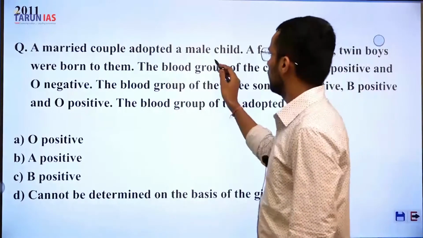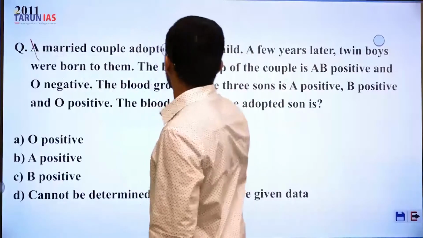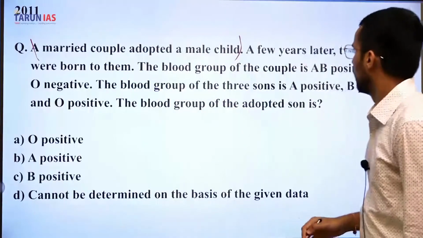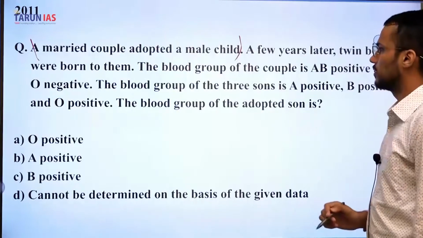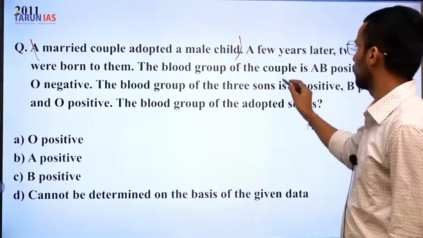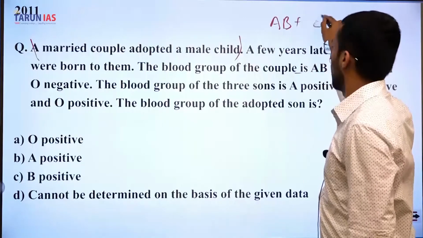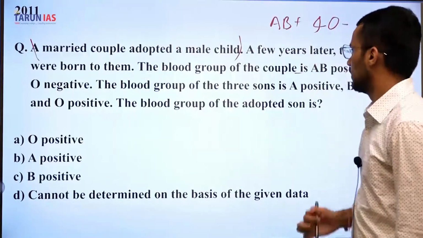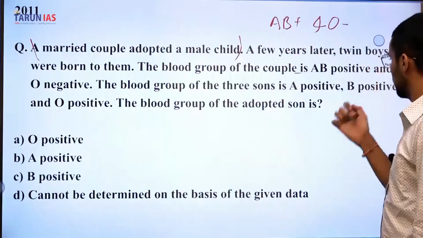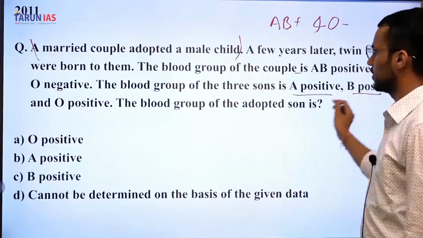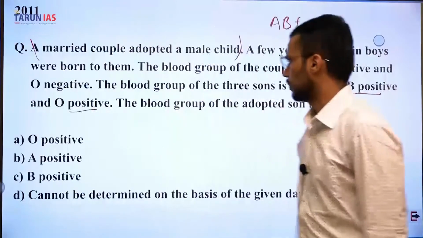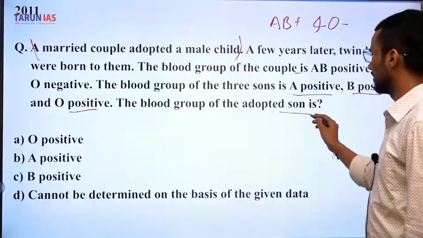A married couple adopted a male child. Few years later, twin boys were born to them. The blood group of the couple is AB positive and O negative. The blood group of the three sons is A positive, B positive and O positive. The blood group of the adopted son is?